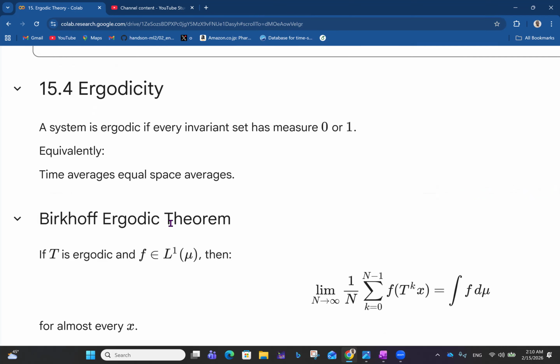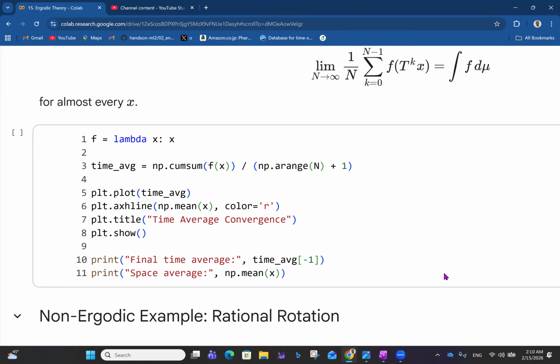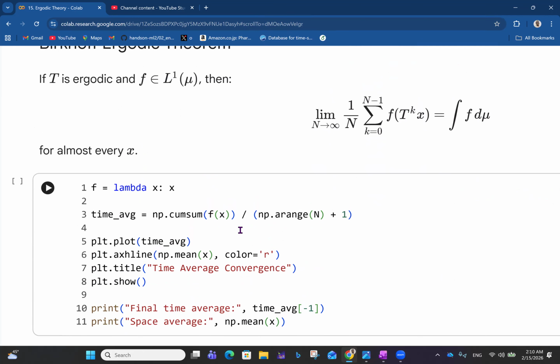So talking about the Birkhoff ergodic theorem, if T is ergodic and f belongs to L1 of mu, then we say that the limit as n approaches infinity of 1 over n multiplied by the summation from k equals 0 to n minus 1 of f of T raised to power k of x is the integral of f d mu, basically, for almost every x. And this is the Birkhoff ergodic theorem for almost every x. And then we can do that representation here.